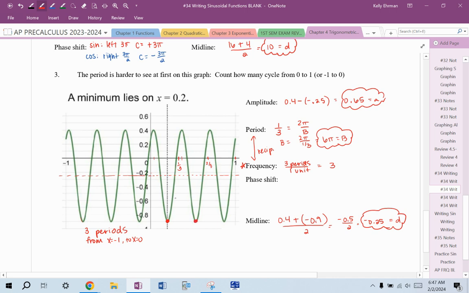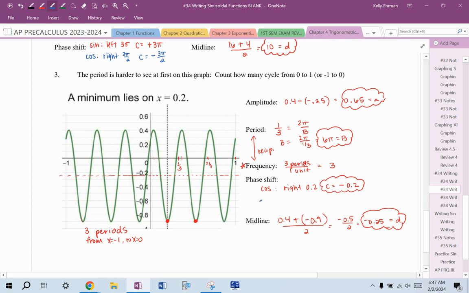So how far shifted has that been? So this is telling me, well, it's starting at 0.2. So if I look at a cosine curve to begin with, that's been shifted to the right 0.2 units. That means that the c to go right will be minus 0.2. So for cosine, I've got everything I need.